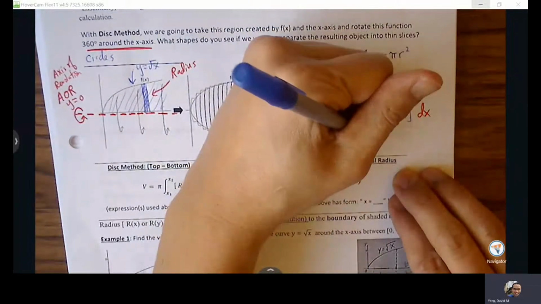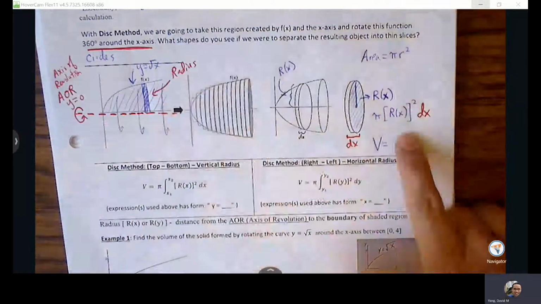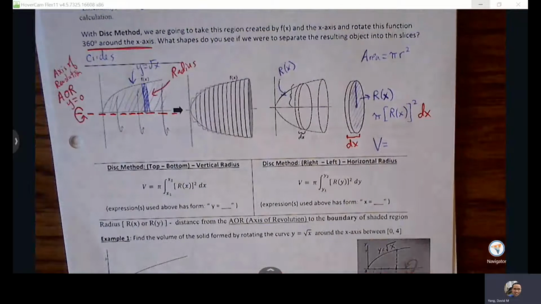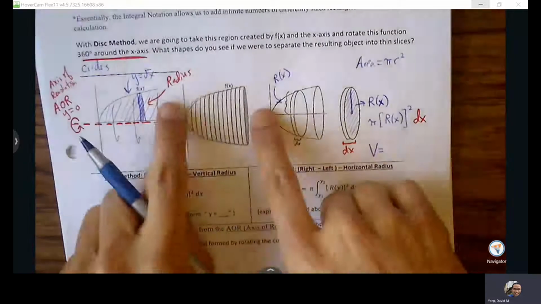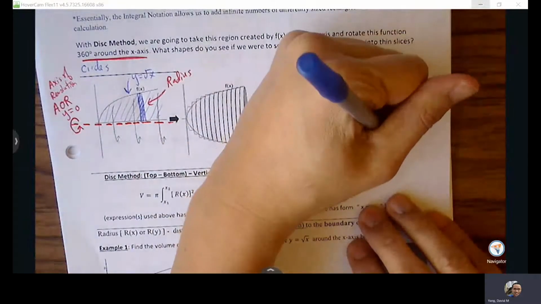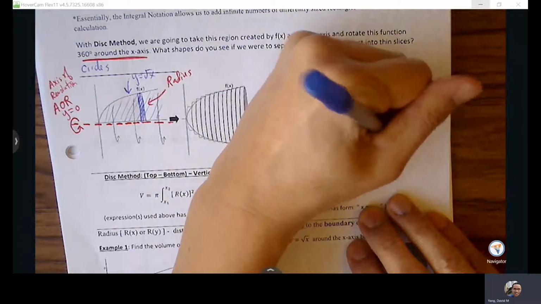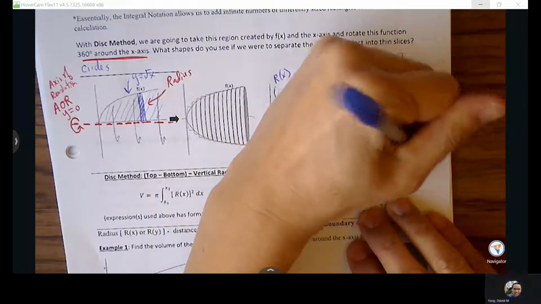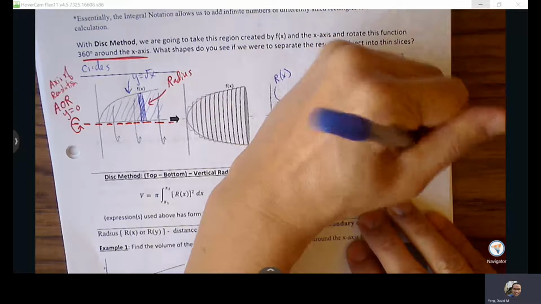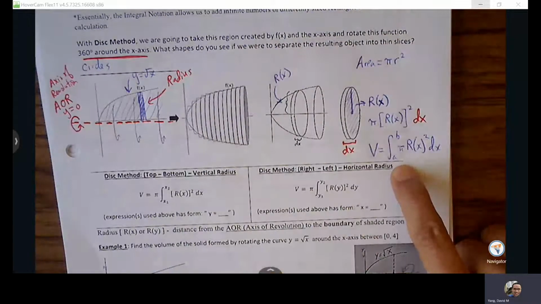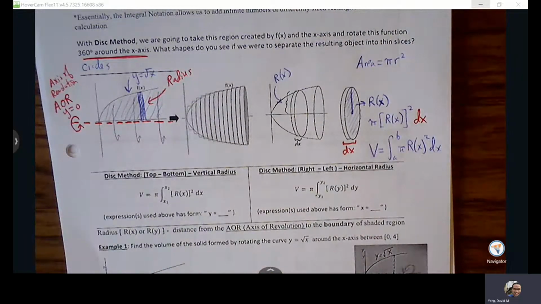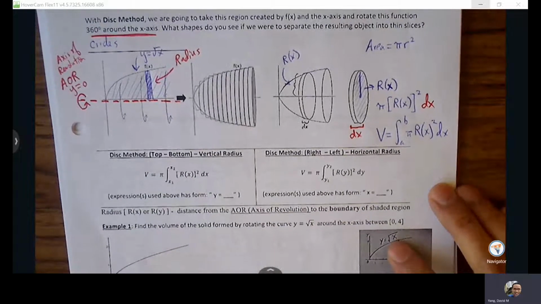And now we're going to adapt it into the volume formula. This is the area of one representative circular disk. But we want to add infinitely thin circular disks from one end all the way to the other to create this object. So here's our formula. Pi big radius squared. And the integral from a to b is going to accumulate all those thin disks from one end to the other to achieve the exact volume of this object.